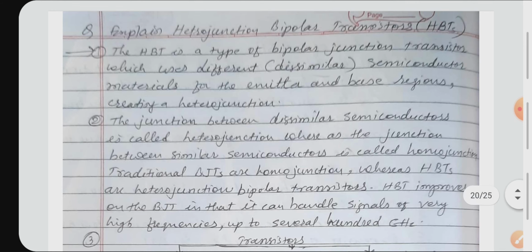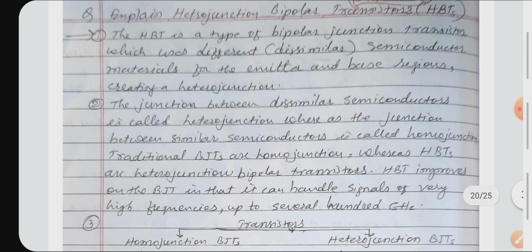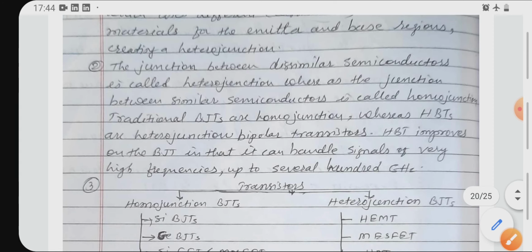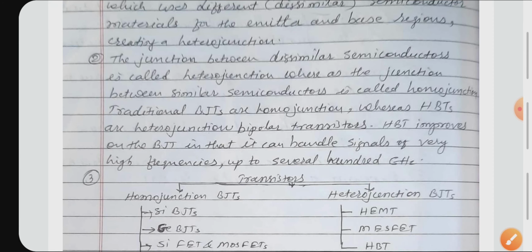Okay, as here you can see, heterojunction. So this HBT is a heterojunction type of device, and traditional BJTs are homojunction devices, whereas HBTs are heterojunction bipolar transistors.